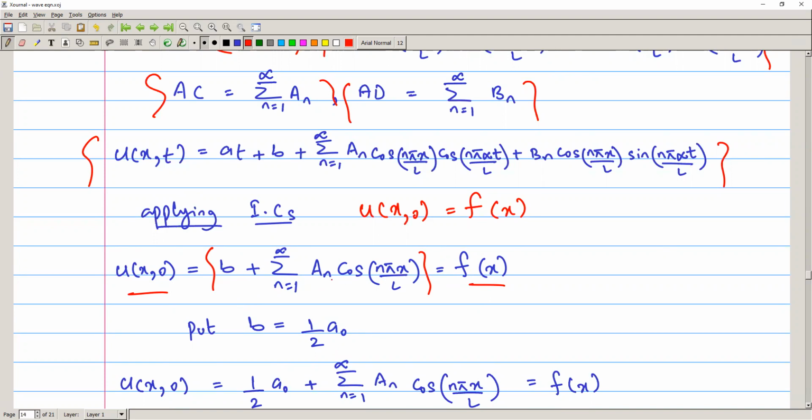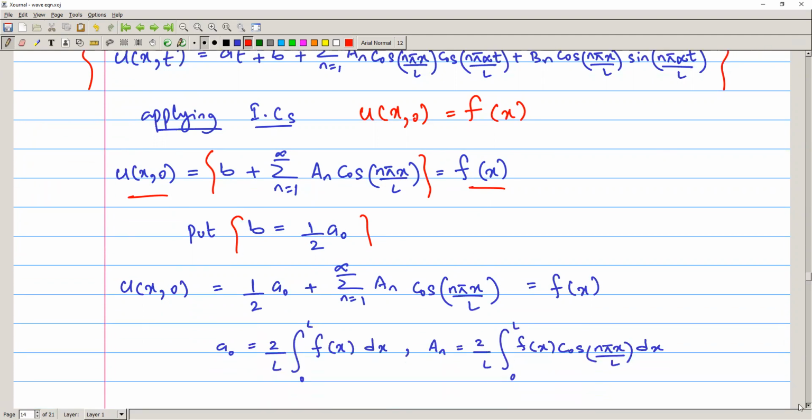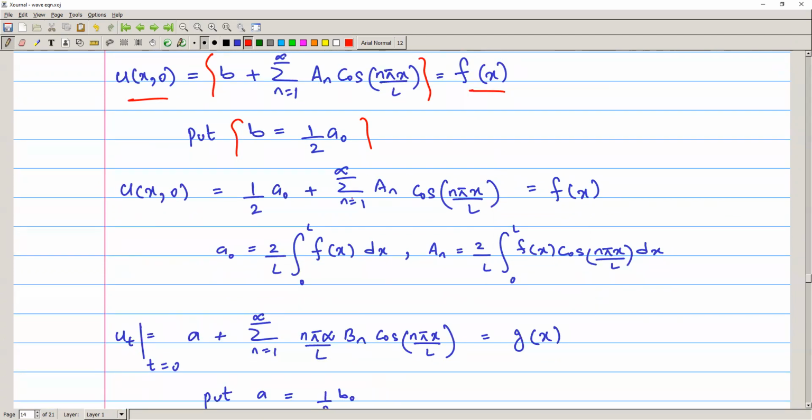So we can now solve it by using the Fourier series. We can see that this is a cosine series, right? So for b, we can write half a naught because b is a constant. So we can write it in this way. To make it compatible with the Fourier cosine expansion, to apply the expansion effectively, this will be half a naught plus summation a_n cosine n pi x over L equals f of x. Now we know how to find a naught and a_n from the lesson on Fourier series. So we are going to integrate from 0 to L the function of x for a naught, and the product of function of x and cosine n pi x over L for a_n.